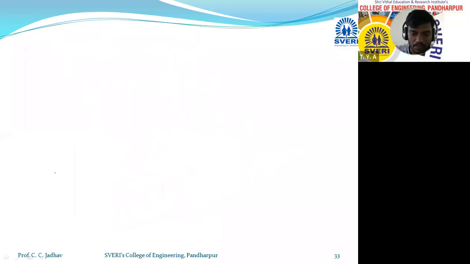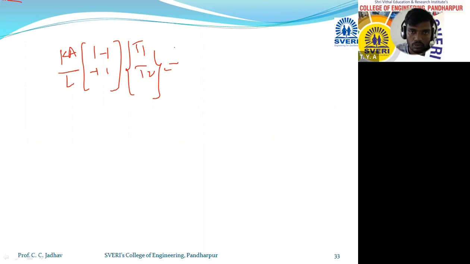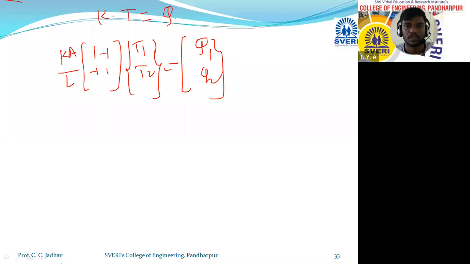And just next step is the final formula for the heat thermal analysis: K into A by L, matrix 1 minus 1 minus 1 1, into T1 T2 is equal to Q1 Q2. ठीक आहे. हे तुमचं काय आहे, K T is equal to Q. हे झालं थर्मल अनालिसिस साठी प्रॉब्लेम फॉर्म्युला.